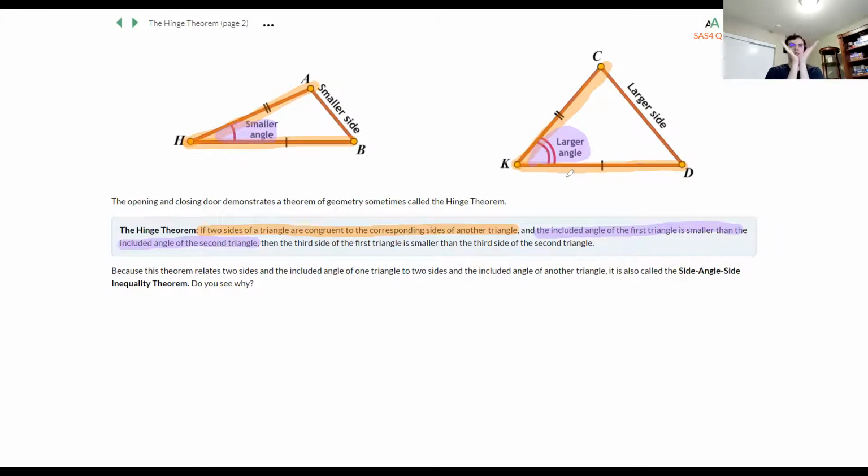So I'm going to make two triangles, and I'm going to look at the one that's narrower, right? A narrower one, or the one that has the door open less, or where I haven't raised my arm as much, or where my jaw is a little less open. What that means, what it implies, is that the third side of the first triangle will be smaller than the third side of the second triangle.